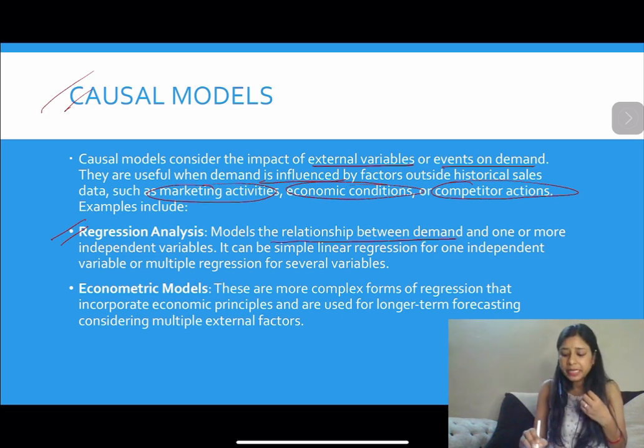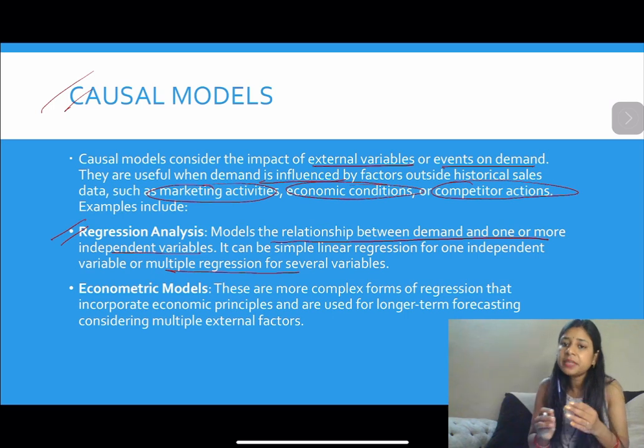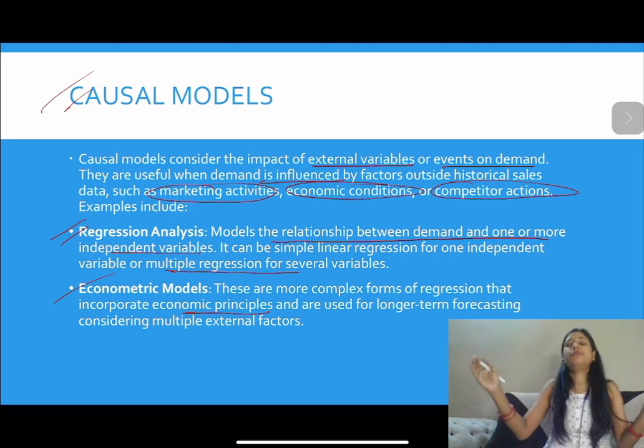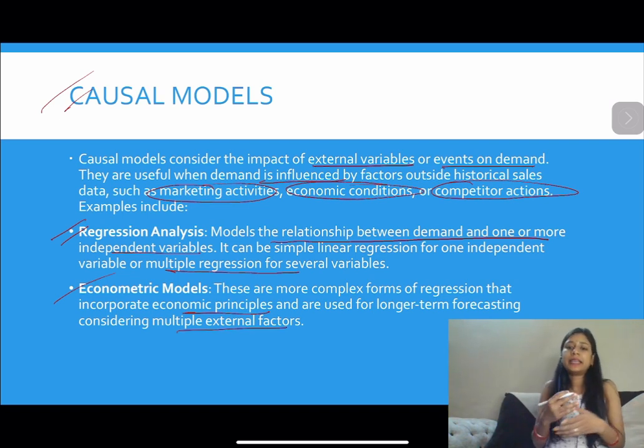In the regression model, we build the relationship between demand and one or more independent variables. We can also run multiple regression, where we take multiple independent variables and multiple dependent variables. The next one is the econometric model, which is basically a complex form of regression. It incorporates all the economic principles used for long term forecasting, and multiple external factors are taken into account. So all these are causal models.